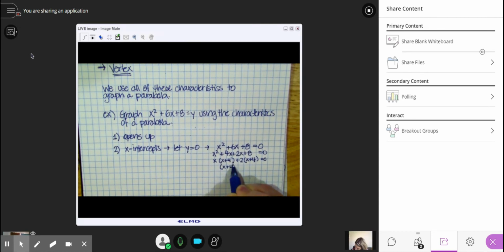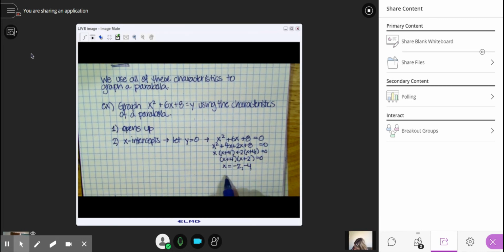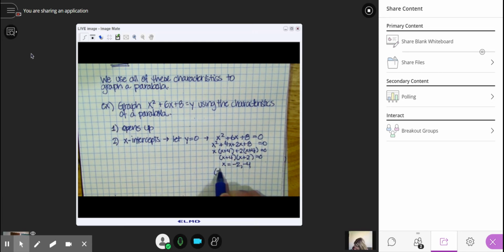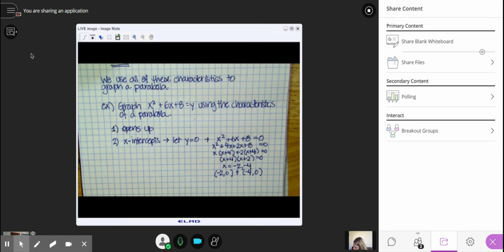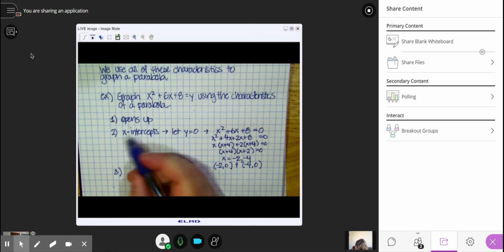So we have an x plus 4, x plus 2. Solving the mini equations, x would be a -2 and a -4. Our x-intercepts will be at -2, 0 and -4, 0.